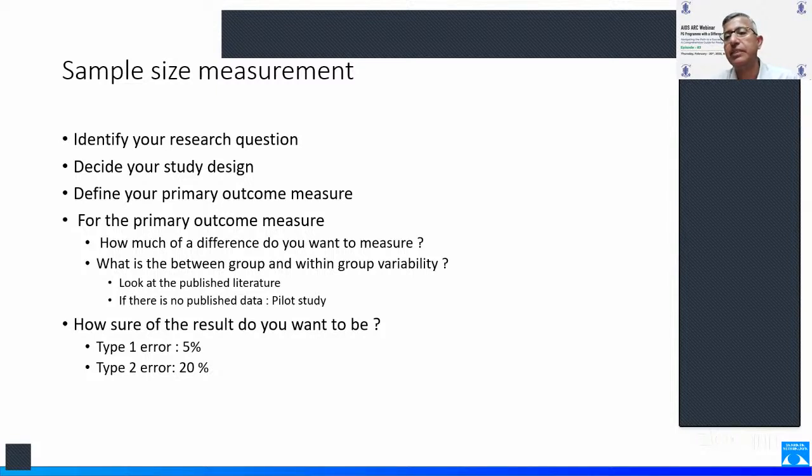And where do you find this? For the elephant and the rabbit example, you already knew what was going on. In medicine, you may not know what is going on. So you go back and look at the published literature and see what the published literature tells you about the variability within groups. If there is no published literature, you may need to actually do a small pilot study to get this information. And Dr. Alok will be speaking briefly about pilot studies after this. And how sure of the result do you want to be? That's easy. We have already decided that we want a type 1 error of 5% and a type 2 error of 20%.